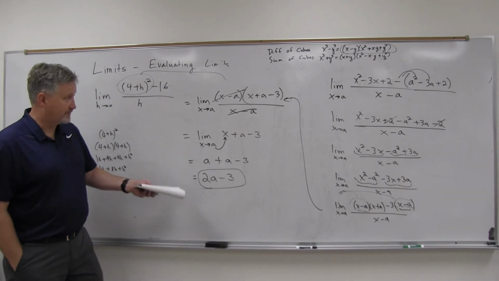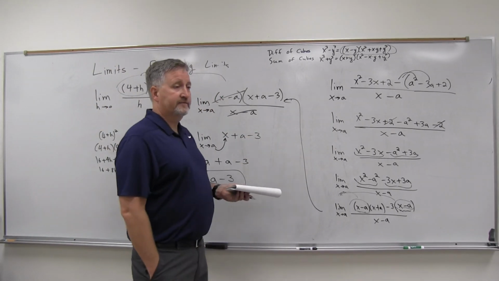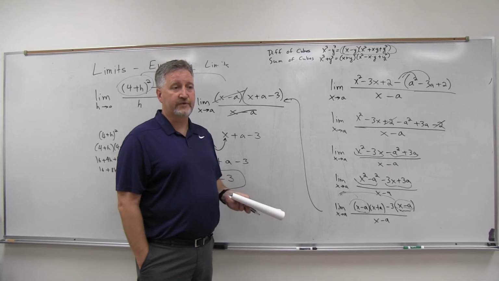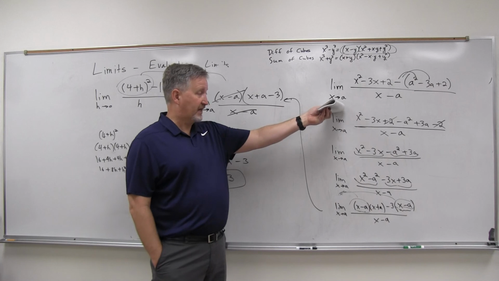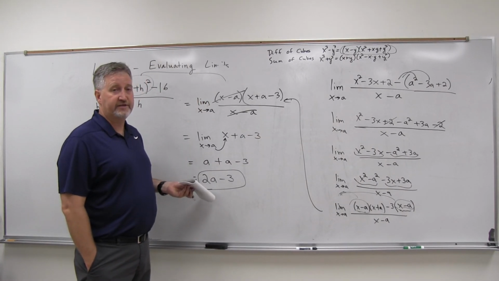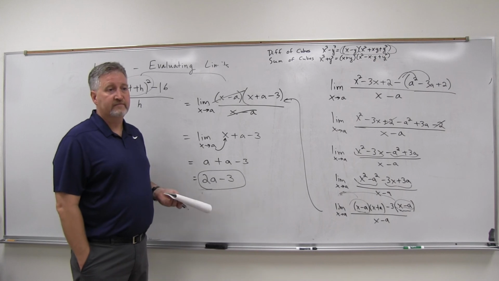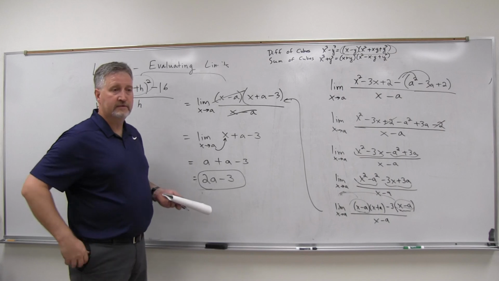So, just to point out here, like I said, the other ones, we came up with an actual number here, but this one, because it was x going to just a in general, we're left with an expression in terms of a. So that's okay. I mean, that's what the answer is, 2a minus 3. All right?